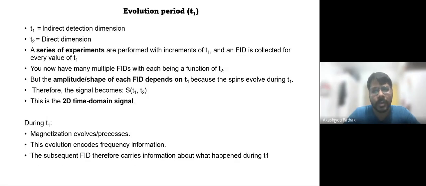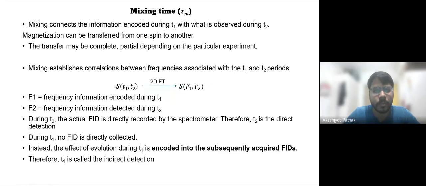Then we can deconvolute it and we will have two axes, the F1 axis and the F2 axis, and we can get the information for a particular spin: what is the information in the F1 dimension, and what is the information in the F2 dimension. So what is happening in the mixing time? In the mixing time, magnetization transfer takes place from one spin to another spin.